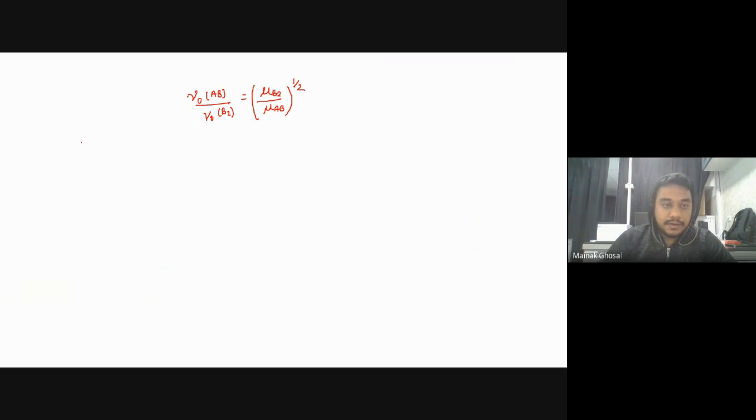So I have to find what is μ of B2 first of all. Next I have to find what is μ of AB. If I find these two, I have to put them in the equation, then I will find ν0(AB) by ν0(B2). Now I am going one by one. First, what will be my μ of B2? μ of B2 is mass of B into mass of B by mass of B plus mass of B. You know this reduced mass, I'm writing it here.